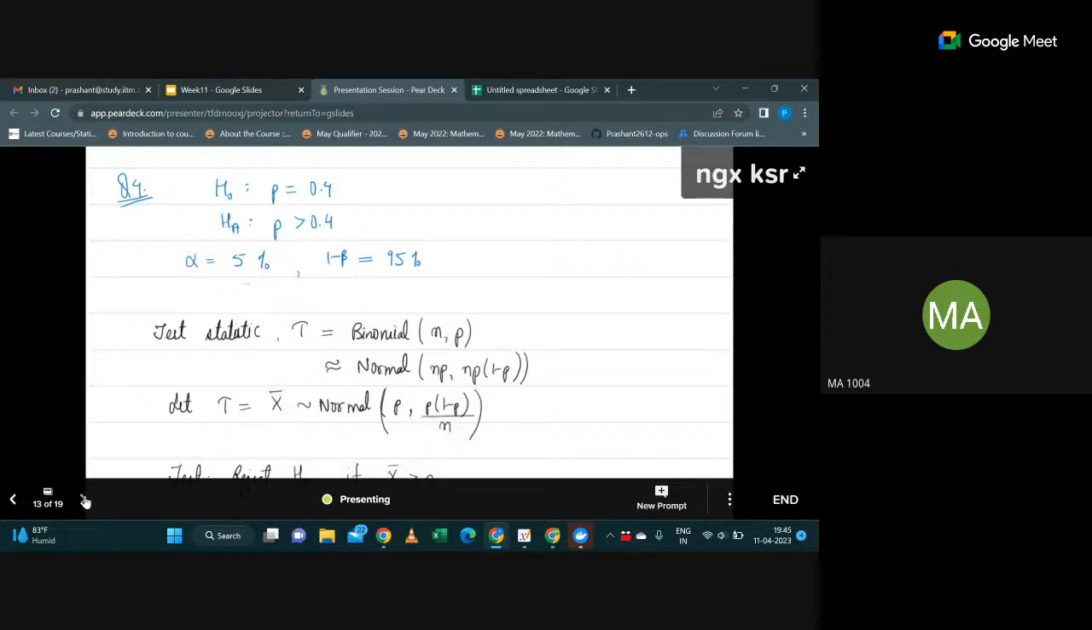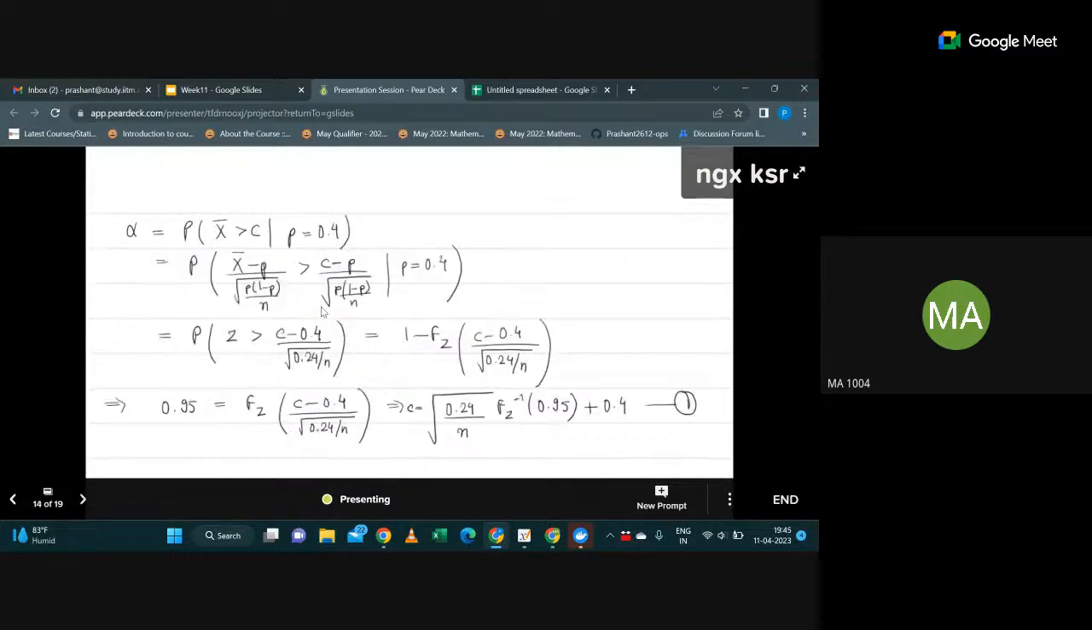Correct? Yes. Now, let's come to this part. Alpha is given to us as 0.05. So I will reject H0 when X bar is greater than c, given that H0 is true, so for that p is 0.4. Now I have to convert in terms of standard normal. So it will be (X bar minus p) divided by square root of p(1 minus p) divided by n, greater than (c minus p) divided by square root of p(1 minus p)/n. At the given value p is 0.4, so Z is greater than (c minus 0.4) divided by square root of 0.24 divided by n.